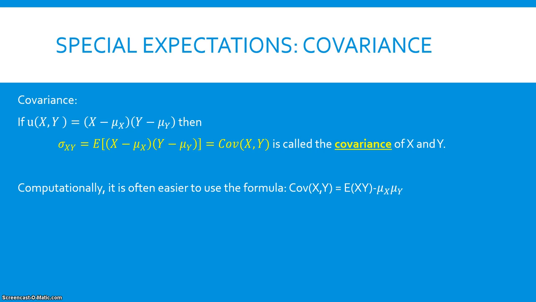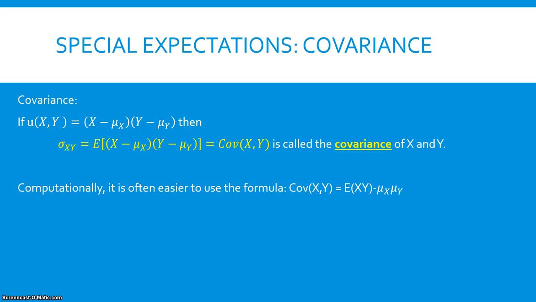The next special expectation we're going to talk about is called covariance. Covariance tells us something about how the x and the y values vary together. So we use the notation sigma with a subscript xy, and it is the expected value of x minus the mean of x times y minus the mean of y.